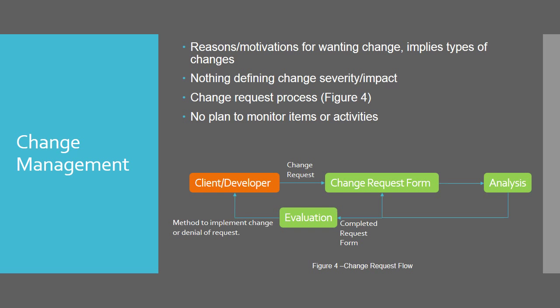The section of the plan that addresses change management clearly defines the reason why changes may need to be made and how the process of making a change is to be carried out. The various motivations behind making a change to the features of the system are listed. This implies what the different types of changes that can be made are, but there is no explicit definition of the severity or impact of said changes.